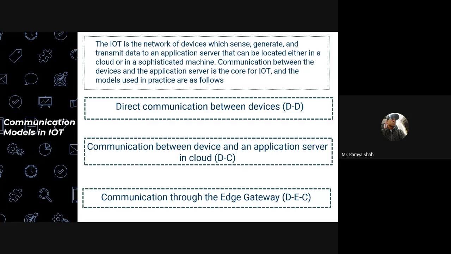The first one is a direct communication between devices. The second one is a direct communication between device and the application server in the cloud. And the third one is communication through edge gateway. You can have some installers or setups in between through which your data can be communicated, the on-premise or off-premise gadgets.